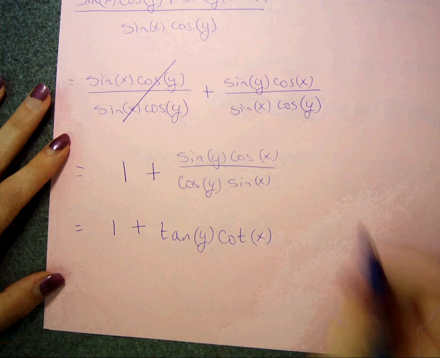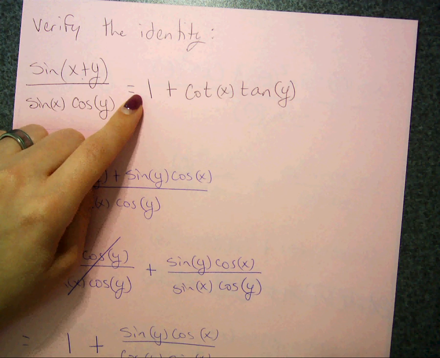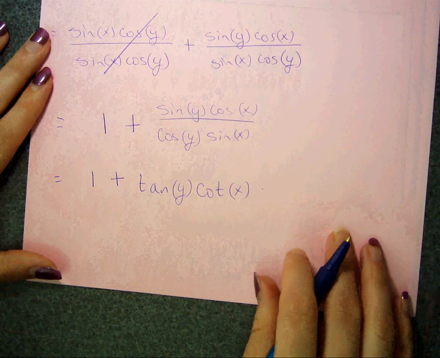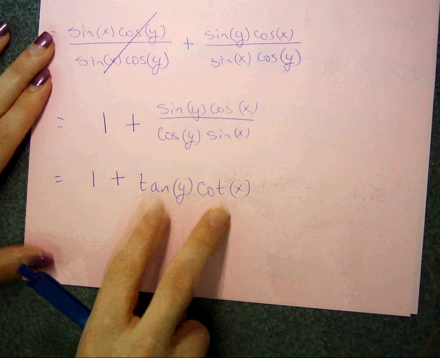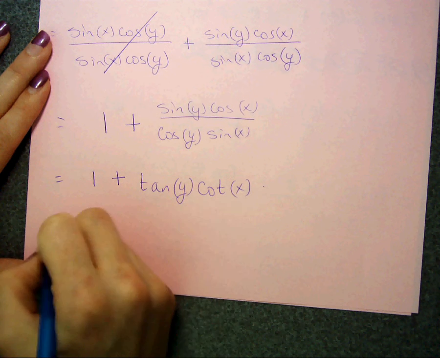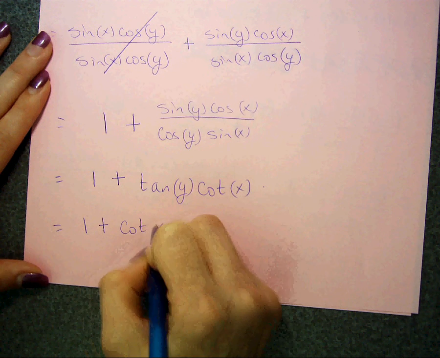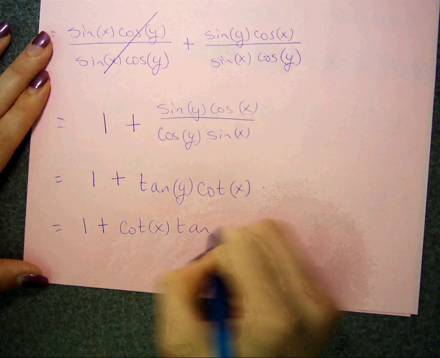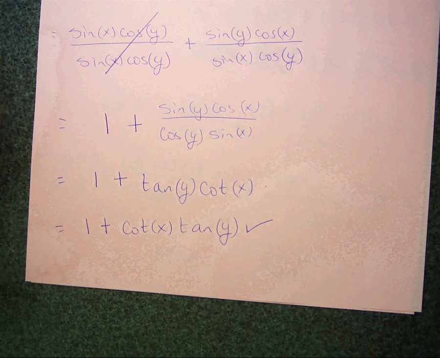And if you look at what we were trying to prove, we were trying to prove 1 plus cotangent of x, tangent of y. We have 1 plus tangent of y, cotangent of x. These two things are being multiplied, so the order that they're written doesn't matter. So this is, in fact, equal to 1 plus cotangent of x, tangent of y, which is what we were trying to prove. So we have verified the identity.